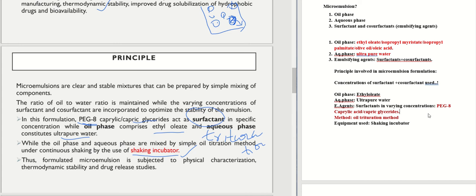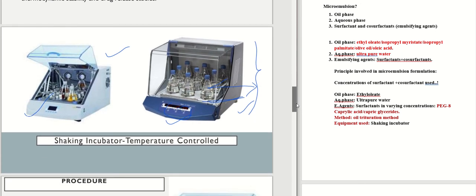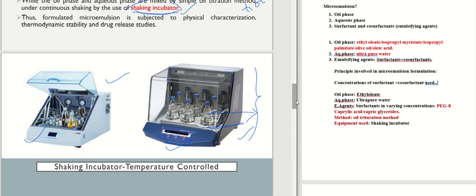The most important thing is the equipment used in this formulation, and that is the shaking incubator. After formulation of our microemulsion, the emulsion is subjected to stability studies. But for today's experiment, we'll be discussing the formulation of microemulsion, and how we make use of this shaking incubator to formulate it, in particular an oil in water type of microemulsion.